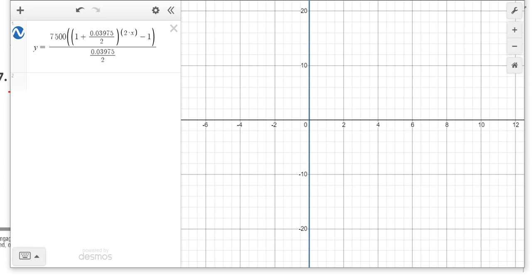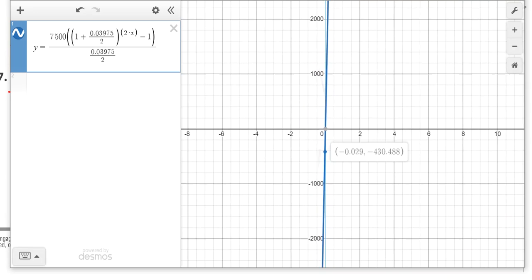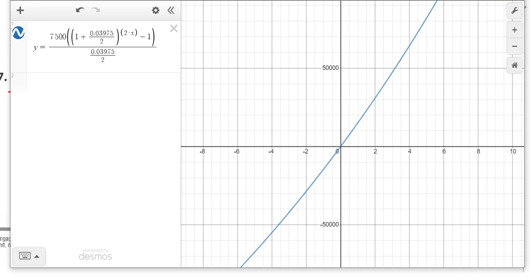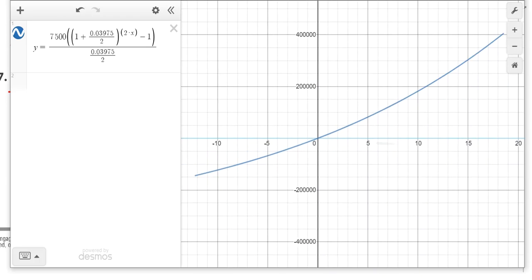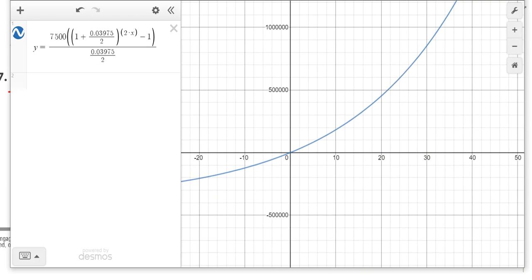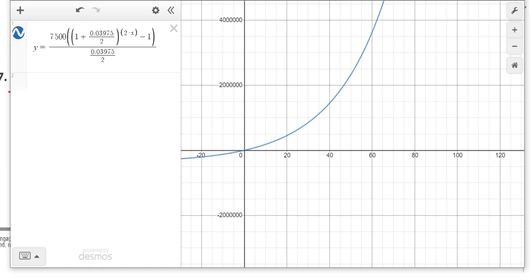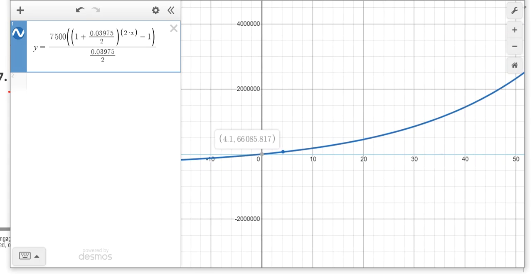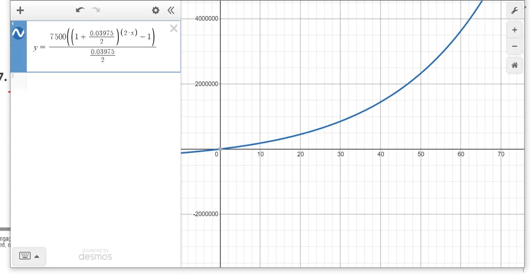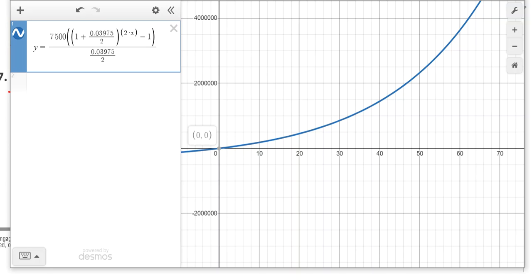Now, if I adjust the zoom, and I can do this pretty easily on my computer since it's got a touch screen, you'd be able to do exactly the same on yours if you've got a touch screen, or if you've got a tablet or a phone that you've got the Desmos app installed on. So here's that exponential growth curve. She starts with about $7,500 after that first investment.